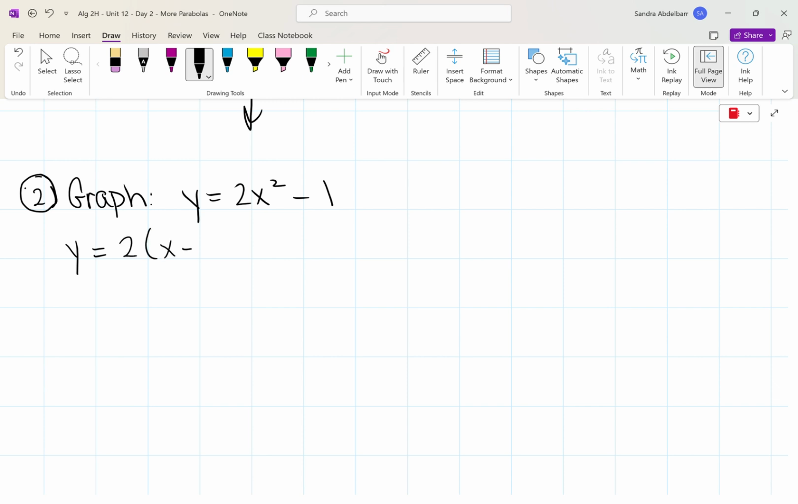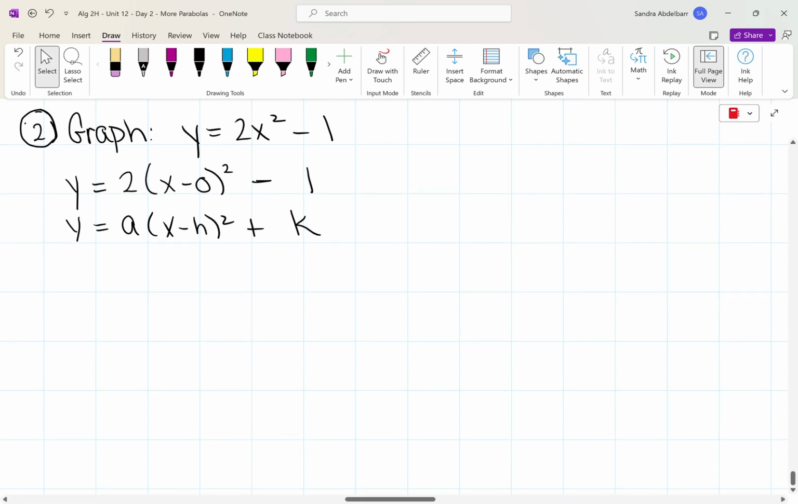So y will equal 2 times the quantity of x minus 0 squared plus 1. Why did I rewrite it like this? So it fits more closely to that a times x minus h squared plus k. Yes? Isn't that minus 1? Oh, it is minus 1. You're right. Thanks.